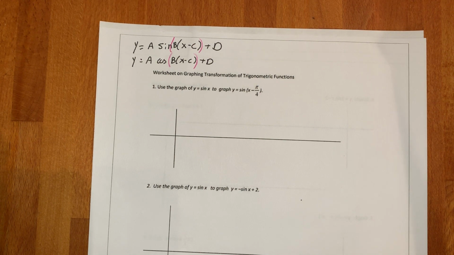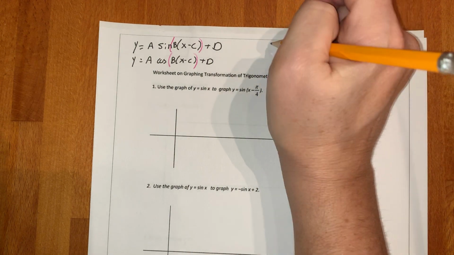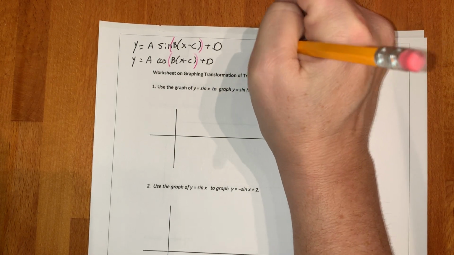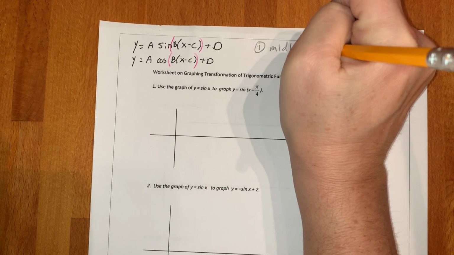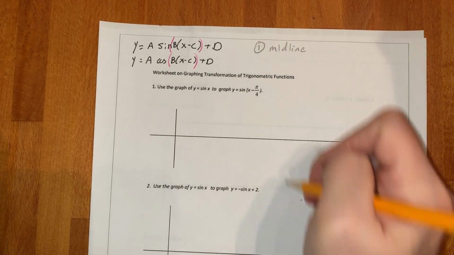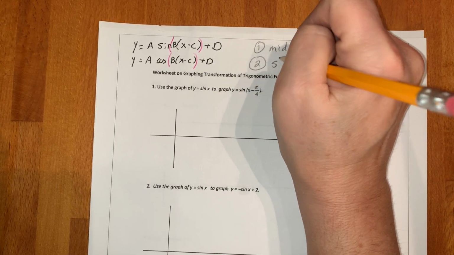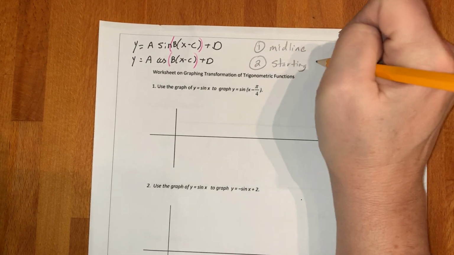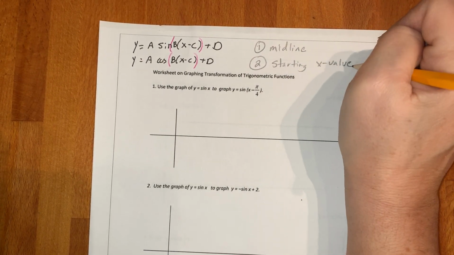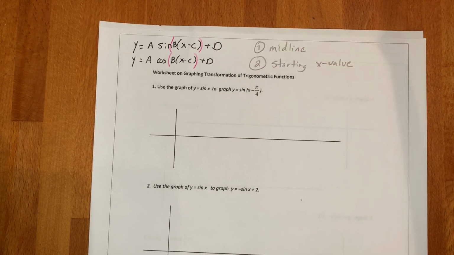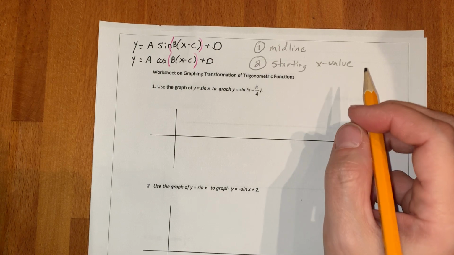Okay, so this is going to be our general format for graphing trig functions with transformations. We are looking for a couple properties. We are looking first to see what is the midline. That's the first thing we're going to do. The second thing we're going to do is find the starting value. Now, if there is a right or left transformation, that is going to be our starting x value. If there isn't, it will just be 0.